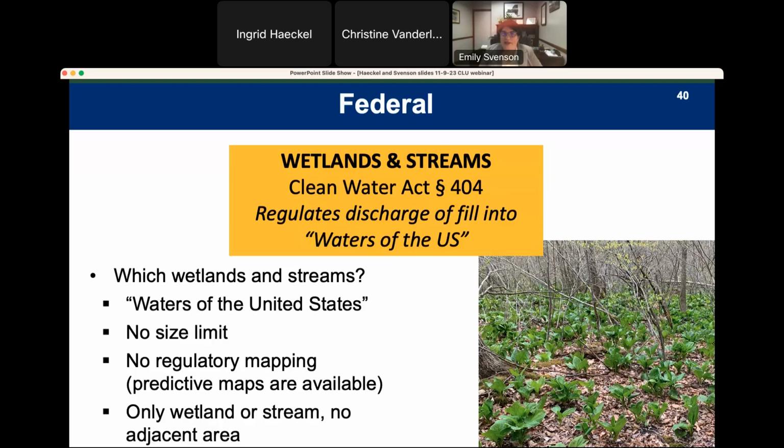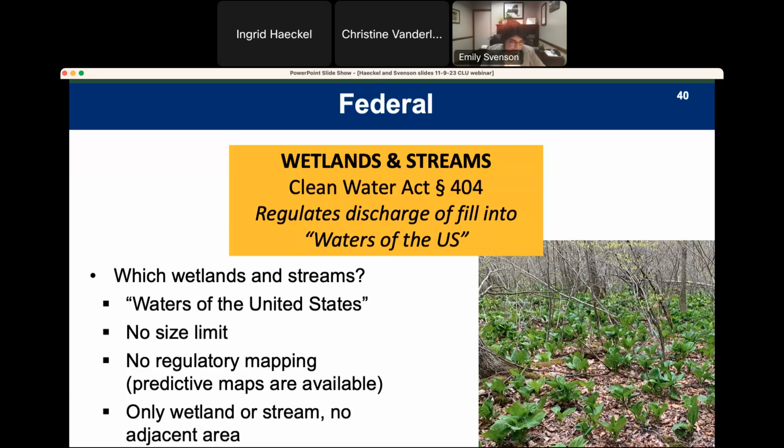There is no regulatory map for federal streams and wetland jurisdiction. You may have seen the National Wetland Inventory maps. Those are a great predictive tool to see where wetlands may be, but that map is not a regulatory map. Whether something is on there or not does not affect whether or not it's regulated. The key to federal jurisdiction is connectedness.